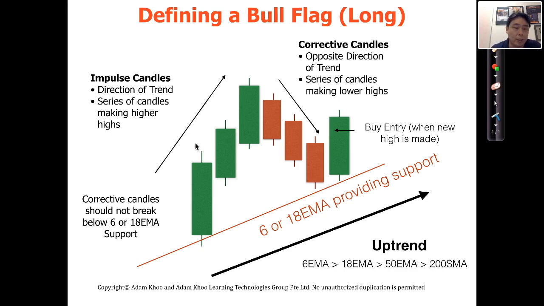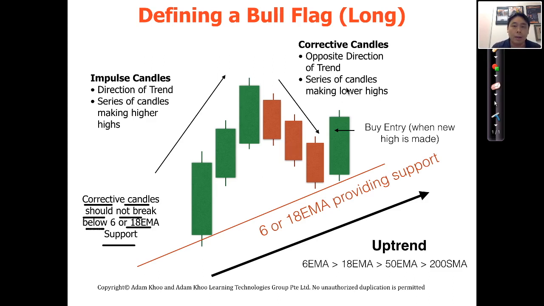Okay. Now here are a few rules for a bull flag. One of the rules is that the corrective candles should not break below the surfing wave, which is the 6 or 18 moving average. So again, if it's been surfing the 6, it cannot break below the 6. If it's been surfing the 18, it cannot break below the 18. Now it can go below it and come back above it, that's fine. But when you see the entire candle body going below the 6 or the 18, it's no longer surfing it, and it's not a valid trade anymore.